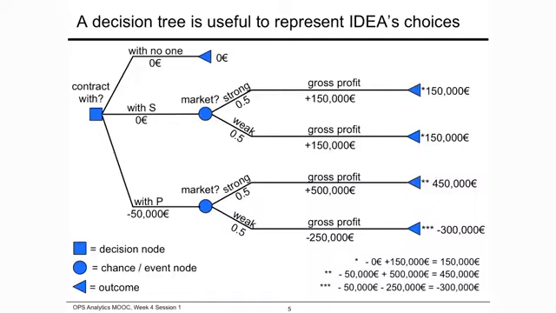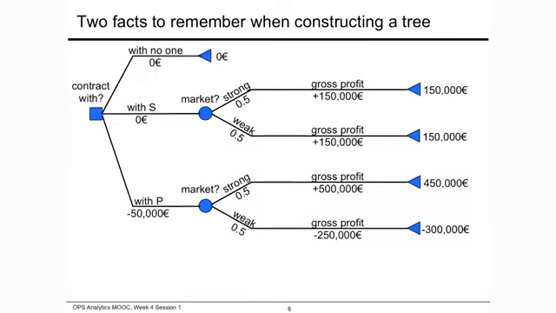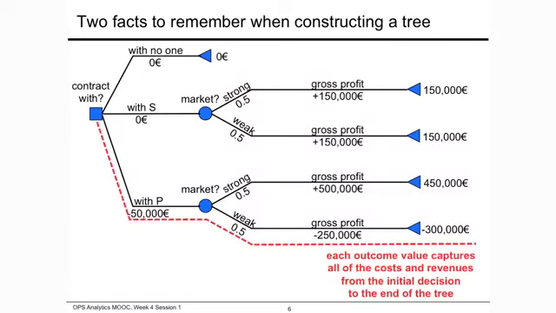So that's the entire decision tree. Before I move on, I want to point out two important facts about the construction of decision trees. The first is that to calculate the profit for IDEA, or the outcome, we always move from the root of the tree all the way along the branches leading to an outcome and add up all of the cash flows associated with those branches. And you can see for this bottom branch, it's negative 50,000 euros minus 250,000 euros gives IDEA negative 300,000 euros gross profit.